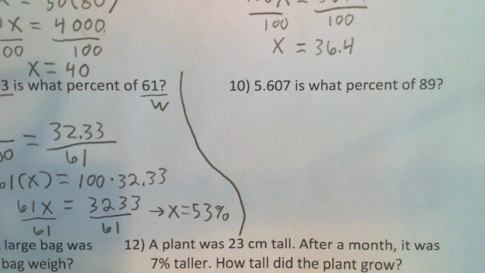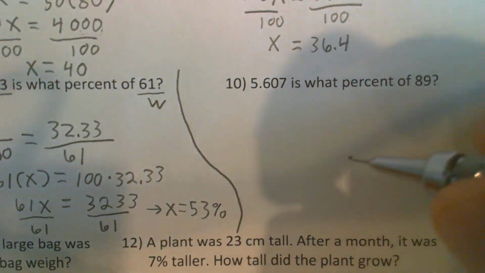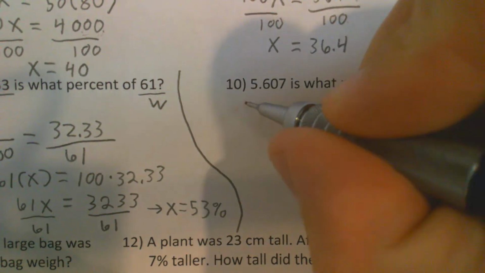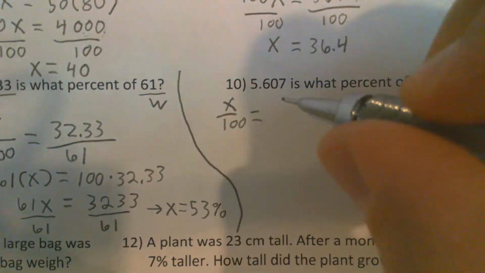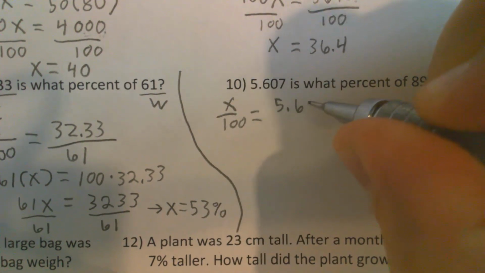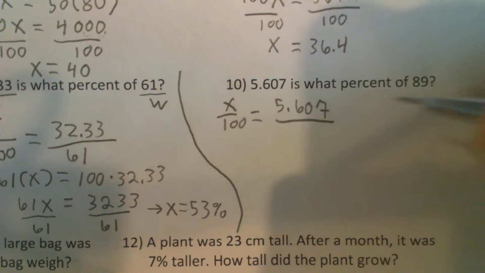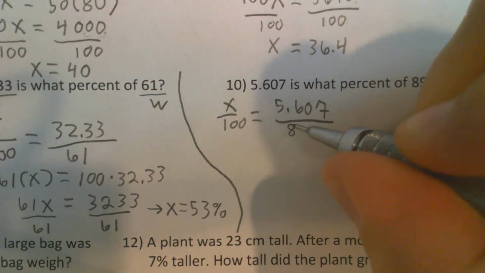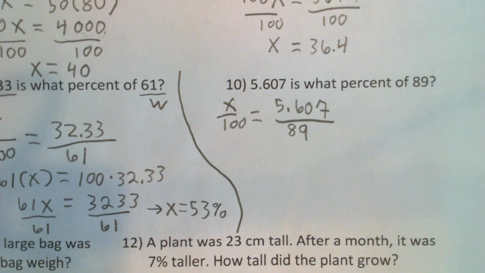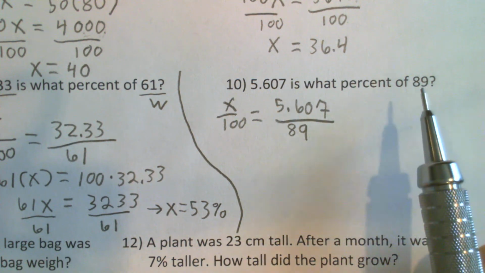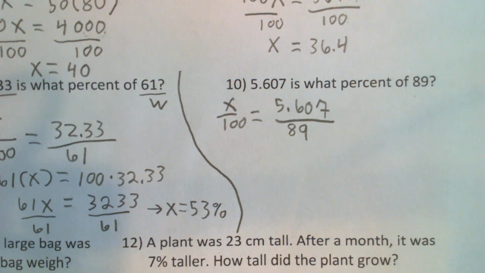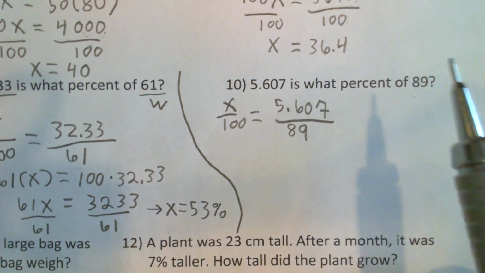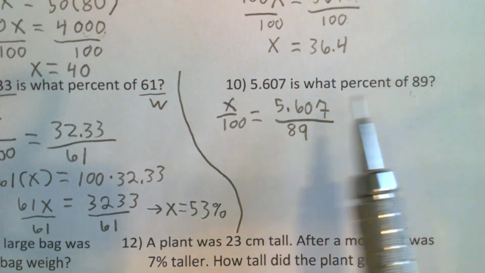5.607 is what percent of 89? Same setup as the last two. X over 100. Our part is 5.607. Our whole is 89. Not always, but typically the whole number is the bigger of the two numbers. When we start getting deeper into this, that might not always be true, but typically the larger of the two numbers is the whole.